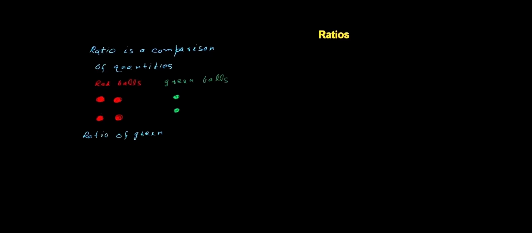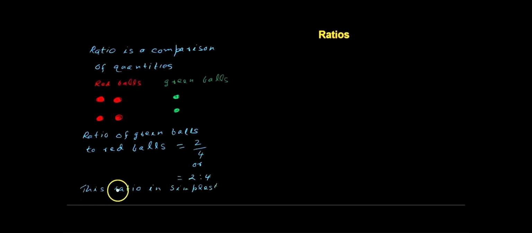In this example, ratio of green to red balls is 2:4. This ratio is written in various ways. This can be written as 2 to 4, 2:4, or 2/4. This can be simplified to 1/2.